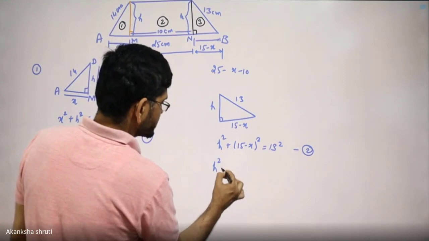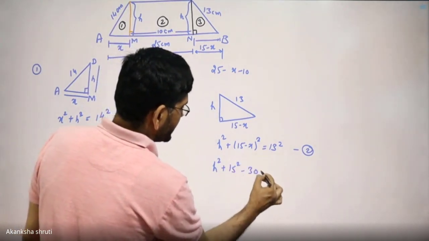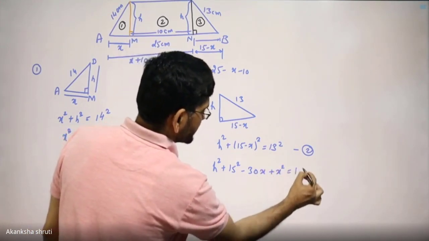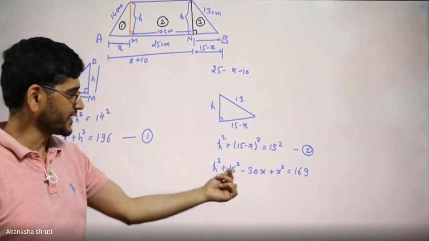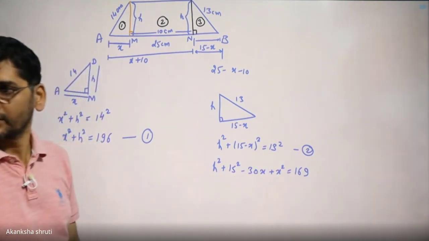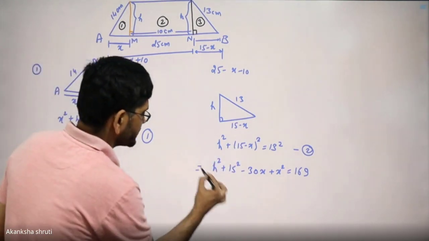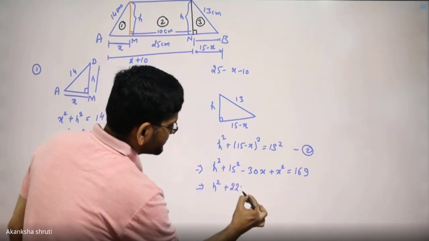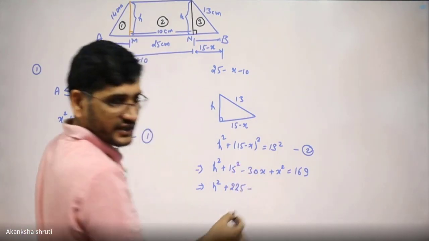So our second equation, h square plus 15 square minus 2 into 15 into x plus x square, is equal to 169. Are you getting this? It is like a minus b whole square, which we have taken as a square minus 2ab plus b square. Now 15 square is 225. So this implies h square plus 225 minus 2 into 15 into x was taken.